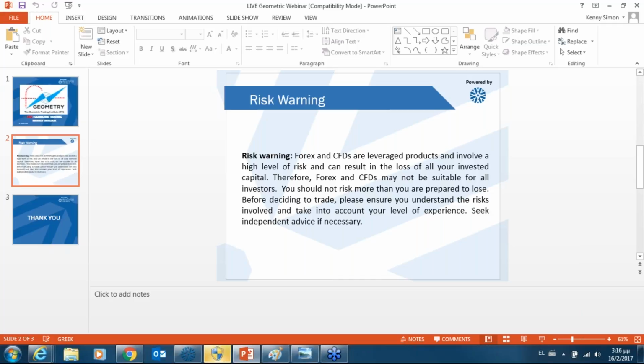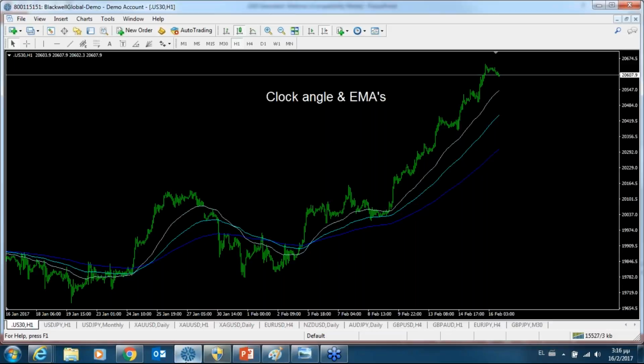So that's it, guys. Let's get into the chart, and we've got quite a number of very interesting tips for you today, as well as some trade ideas. But we'll start very quickly with a little bit of tutorial. I wouldn't say it's just to teach you. It's just that we've got quite a number of questions about clock angle and EMAs, or exponential moving averages, as well. So I want to use the example of the US 30.